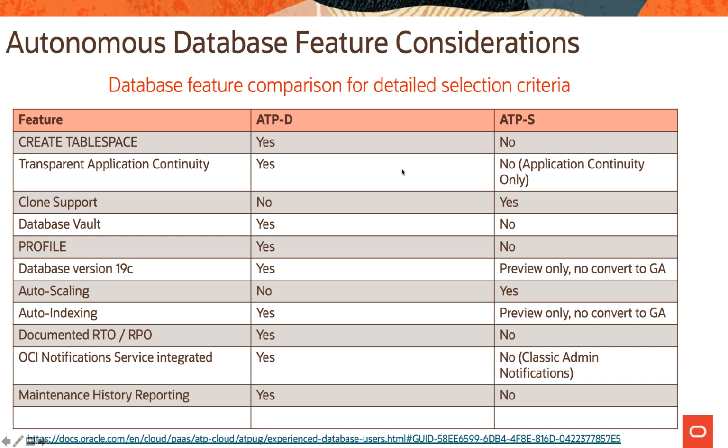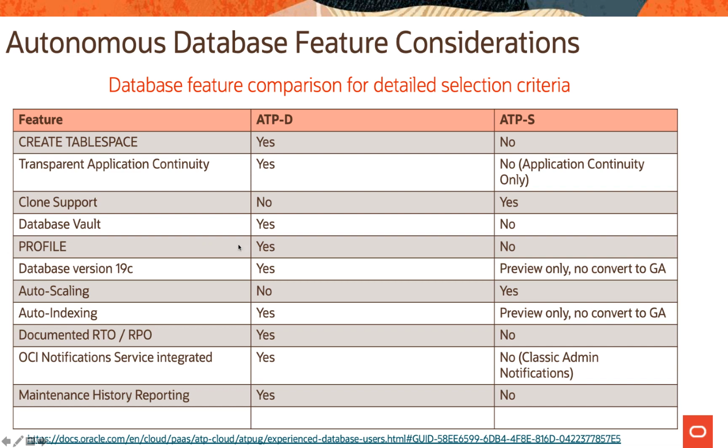Cloning support is going to be available in autonomous transaction processing dedicated. Right now it is not yet there, but in serverless it's available. Vault is available in dedicated, because Database Vault provides security controls so that operations can do whatever they are supposed to in terms of patching without looking into the user data. So segregation of duties is very important, and Database Vault provides that.